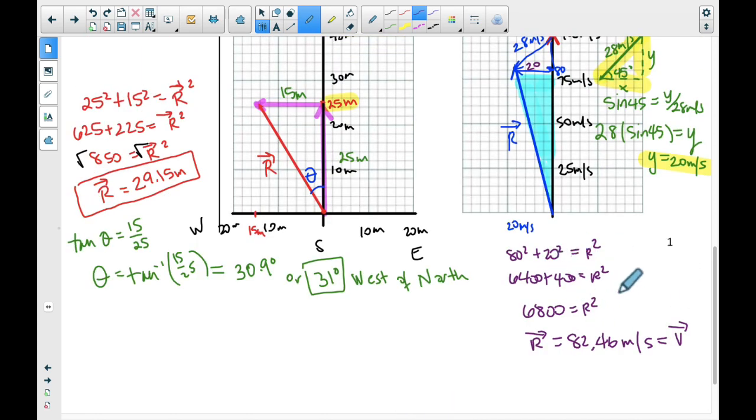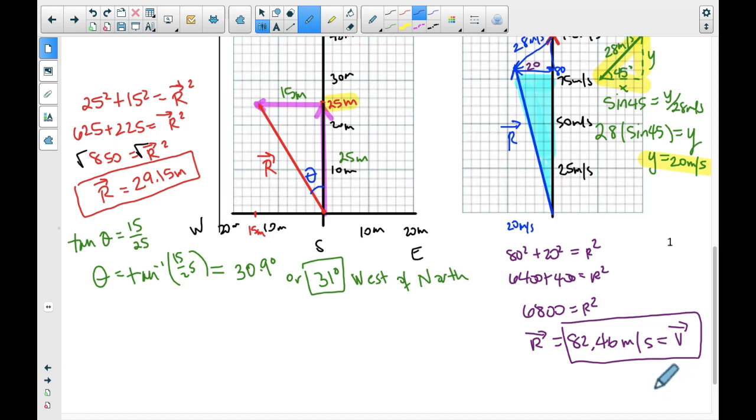Okay, so when you do the Pythagorean Theorem, you should be coming up with 82.46 meters per second. Remember, this is a velocity vector. It is not a position vector. It is a velocity vector. So that's giving me the actual velocity that the plane is going as it appears from the ground.